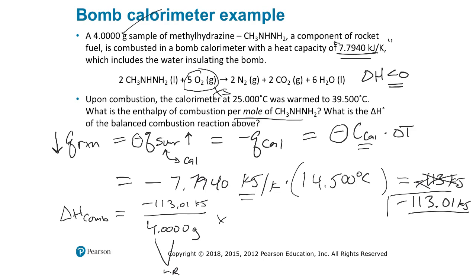Methyl hydrazine, let's see here. We have a carbon, 12.01. We have 2 nitrogens. And we have 1, 2, 3, 6 hydrogens. So that's 46.08 grams. So 4 grams of methyl hydrazine, converting over to moles of methyl hydrazine. Now, we could stop here and calculate. That'll give us our delta HC. So let's write that down here. So do 113.01 negative, divide by 4 over 46.08.